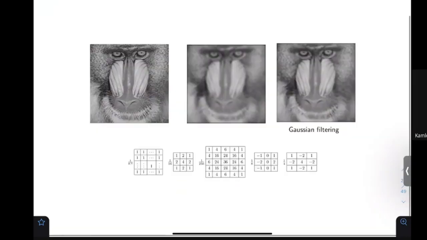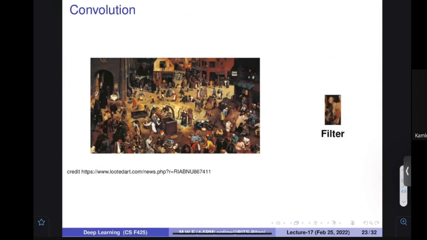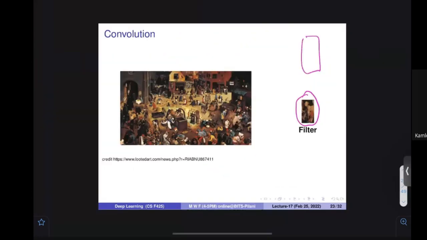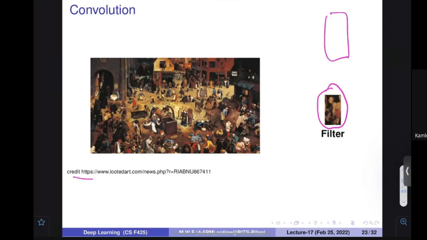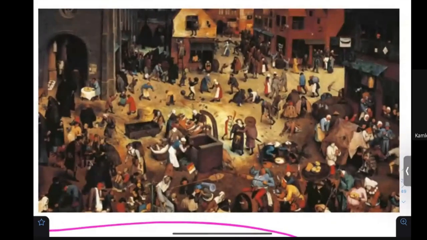Filtering has a very interesting property. For example, if I create a filter with these kind of values, what do I mean by this? So let's assume that I have this particular array. In the array, I am going to put the values with respect to this particular part. You cannot tell anything, but I have actually taken this particular image from this particular website. So here is a very interesting image you may have seen earlier.